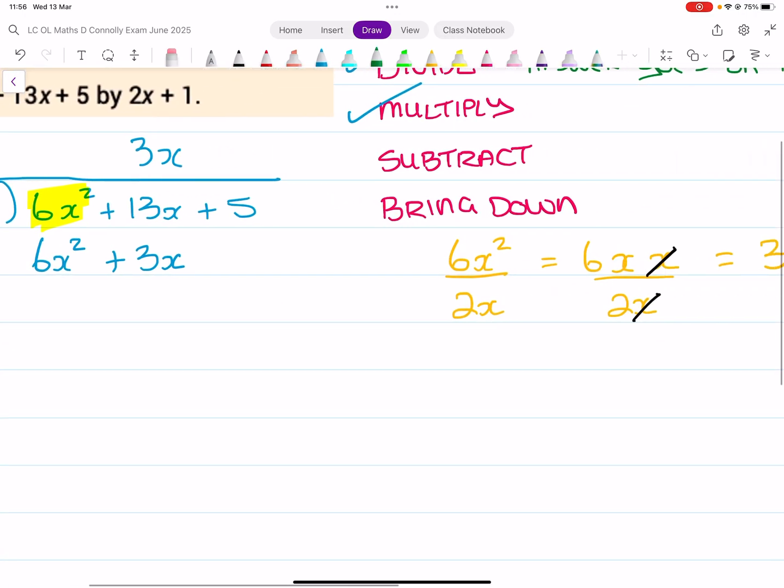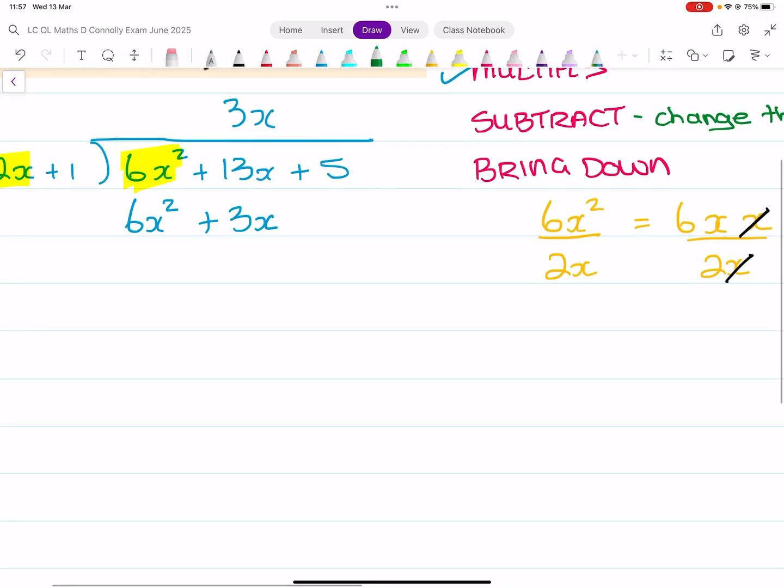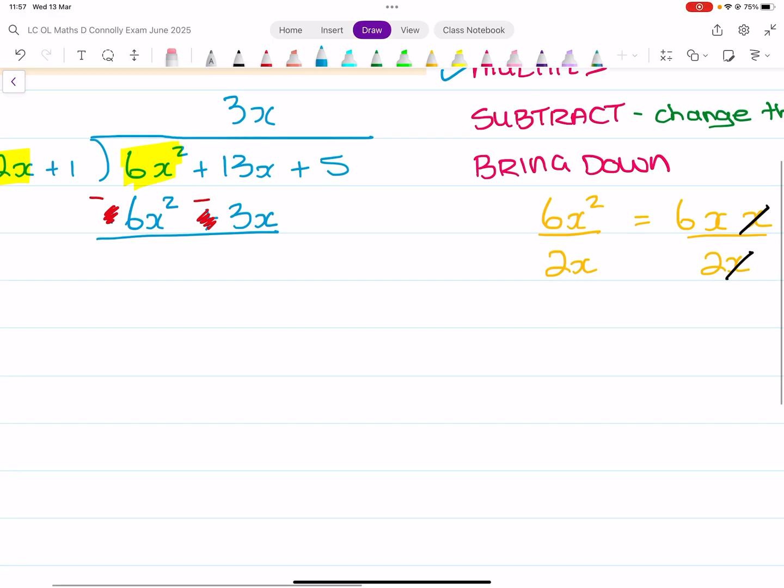Now subtract means change the signs. So the line that we just put in, this one here, we're going to change the signs. The 6x squared was a plus, so I'm going to remove the plus and make it a minus. The 3x is a plus, so I'm going to make it a minus. And then you do the maths. So 6x squared take away 6x squared, that's the same numbers with different signs, so that eliminates. And 13x minus 3x is 10x.